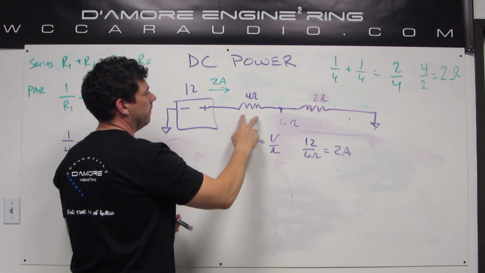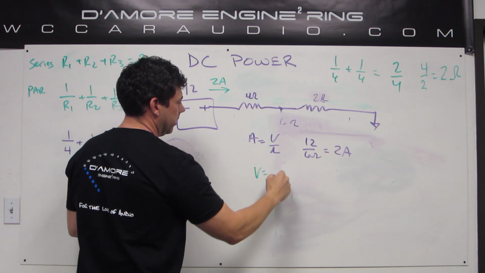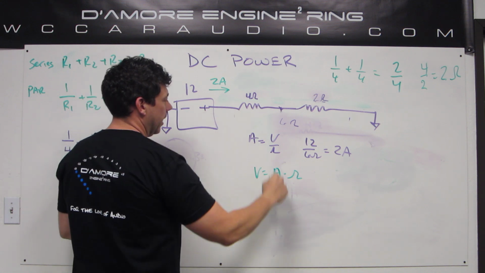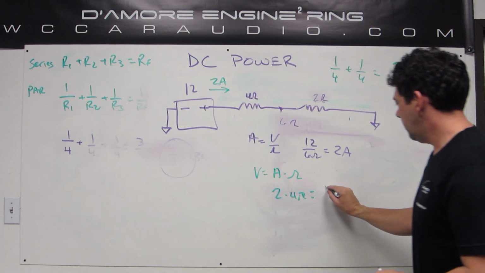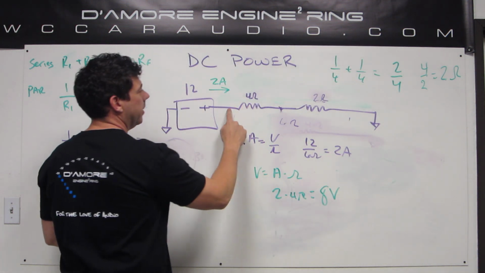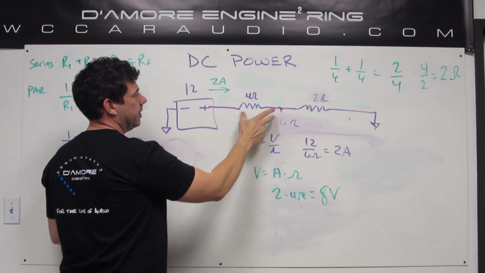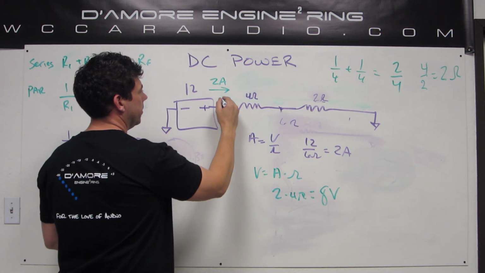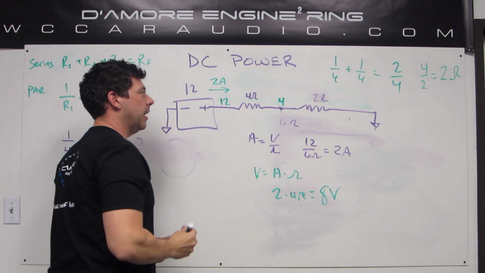2 amps, we're going to find the voltage drop now, or the voltage across this guy. So volts equals amps times ohms. 2 amps times 4 ohms equals 8 volts. So that says that from here to here, this 2 amps as it goes through here, across this load is going to lose 8 volts, or drop 8 volts. So if there's 12 volts here, and this thing's going to drop 8, then we know that there's 4 volts there at that point.